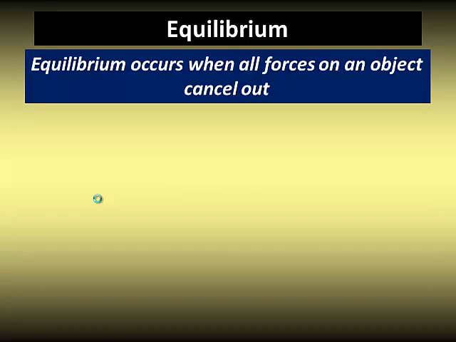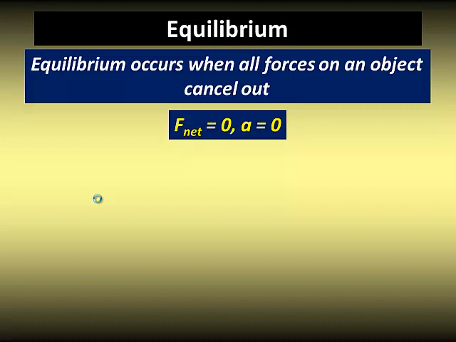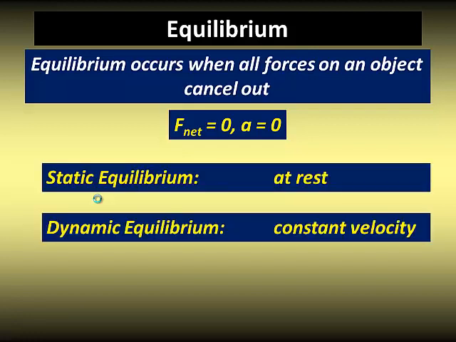Equilibrium occurs when all forces on an object cancel out. When you're in equilibrium, the net force on an object is equal to 0, and the acceleration is equal to 0. Alright, there are two types of equilibrium. Static equilibrium is when you're at rest, and dynamic equilibrium is when you're at constant velocity.